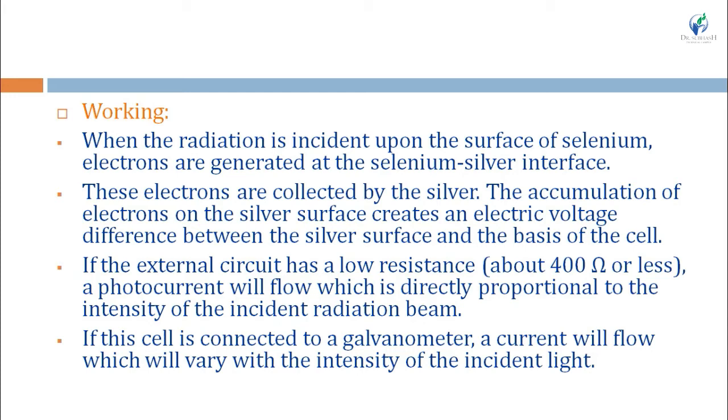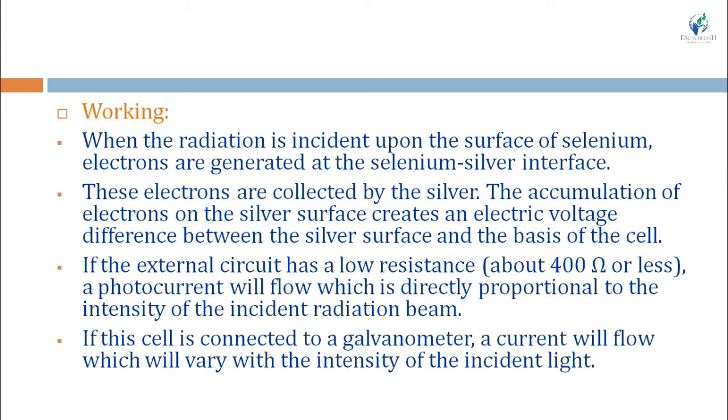Now, if the external circuit has a low resistance, means about 400 ohm or less, a photocurrent will flow, and this current is directly proportional to the intensity of the incident radiation beam. Obviously, this current is dependent upon the generated electrons, and these electrons are generated based upon the incident radiation, right? So the current is directly proportional to the intensity of the incident radiation beam. If this cell is connected to a galvanometer, this galvanometer shows us a current, obviously, and this current varies as the intensity of incident light varies.